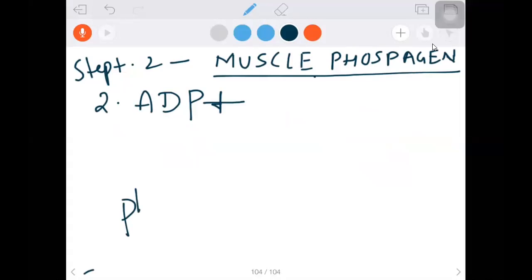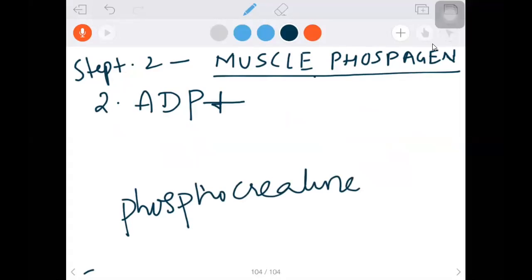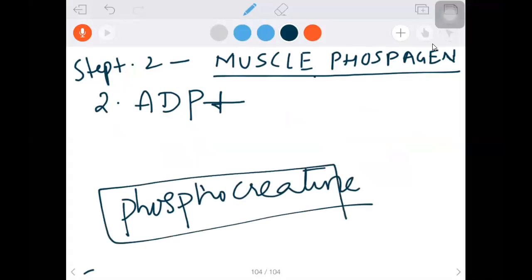The muscle phosphagen of vertebrates is phosphocreatine. We can say chordates. In all chordates, the muscle phosphagen is phosphocreatine. If you go for invertebrates, that is phosphoarginine. So what is this phosphocreatine? It is going to provide phosphate to the ADP, making it again into ATP.